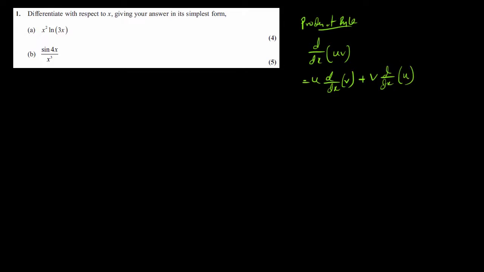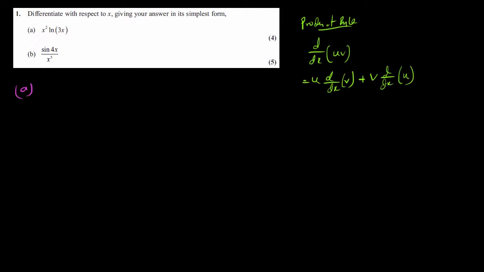The first question deals with differentiation. x squared ln 3x has to be done by the product rule. So the product rule of differentiation states that if you have d by dx of uv, it would be u d by dx of v plus v d by dx of u. So that's the first thing that we have to write.